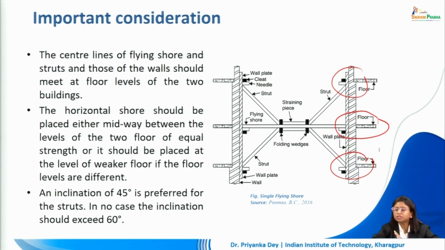So it is possible that the two adjacent buildings will have the floor levels exactly at the same level, or it may be different. Based on the situation, we will decide what is the position at which we are going to place our flying shores. An inclination of 45 degrees is preferred for the struts. In no case should the inclination exceed 60 degrees. This is unlike the situation of raking shores where we had angles ranging between 45 to 75 degrees. In this case, we are not going to exceed 60 degrees.